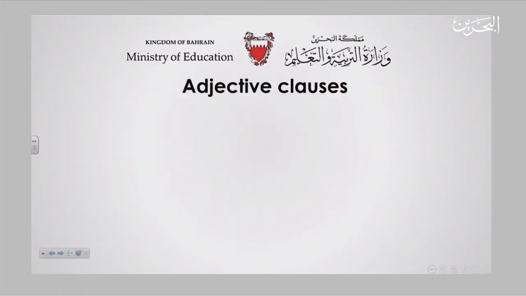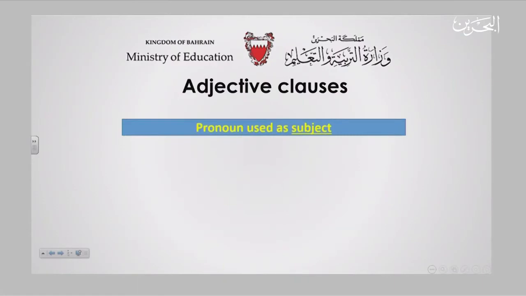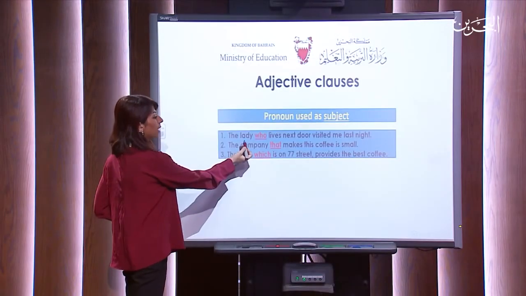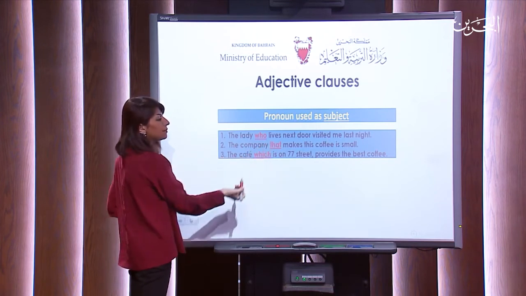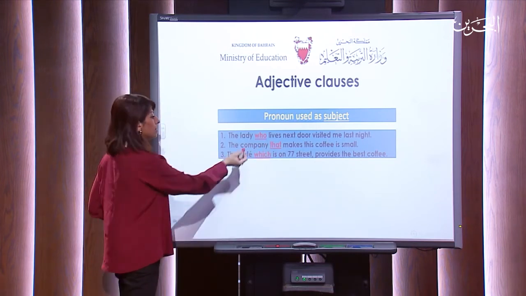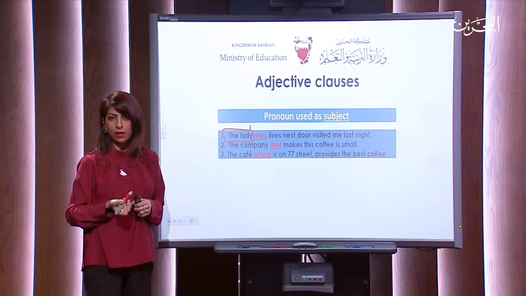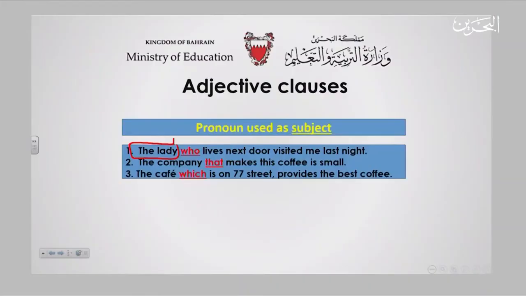You will know now. Let's go back again to the adjective clauses and let's start with the pronouns used as a subject. 1, 2, and 3. Pay attention. Number 1: The lady who lives next door visited me last night. Look at this, my dear students. Here, when I say the lady who lives, it means that I am obviously talking about the lady. So, the lady is the subject. Why is she the subject? Because she is the one doing the action, or she is the one being talked about.